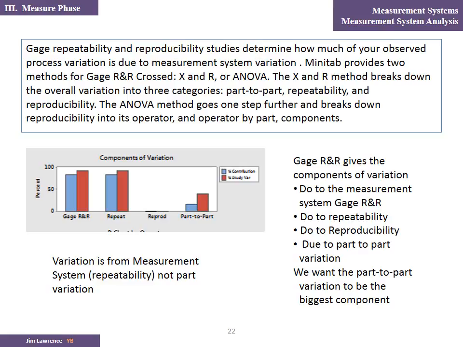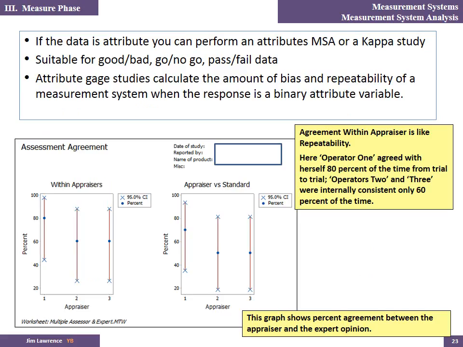This is for continuous or variable data. Now for attribute or discrete data such as good, bad, go, no go, we can do an attribute MSA, often called a kappa study. Attribute gauge studies calculate the amount of bias and repeatability of a measurement system when the response is an attribute variable. So here we see a typical output from a software package such as Minitab.